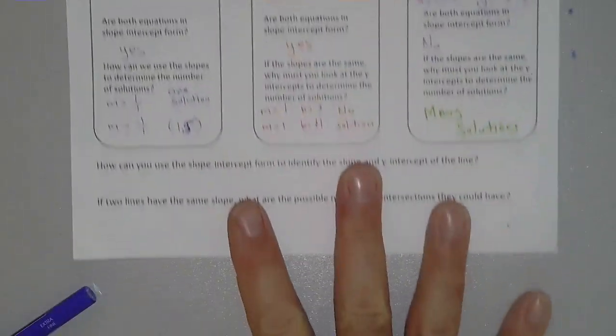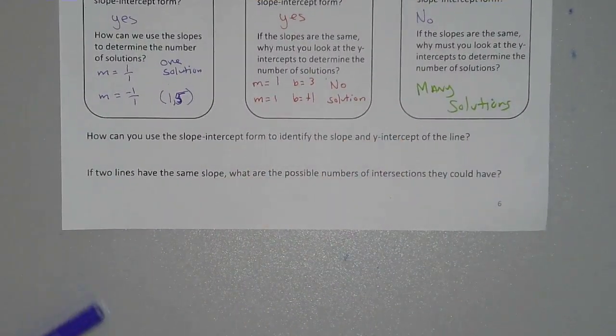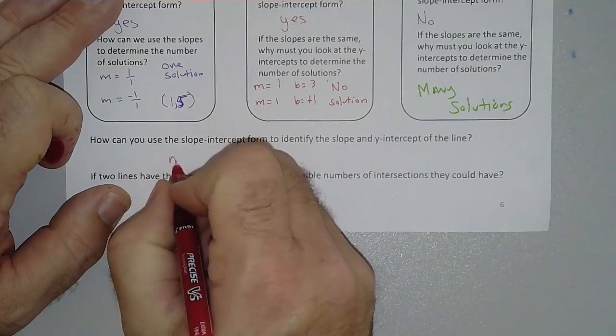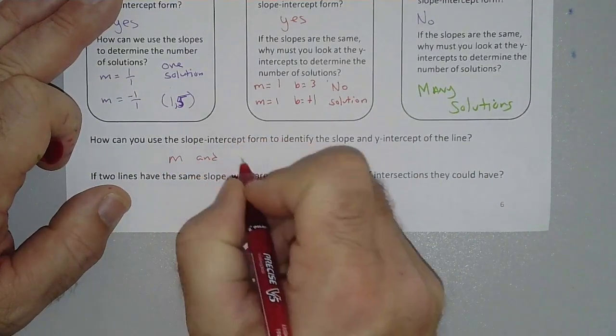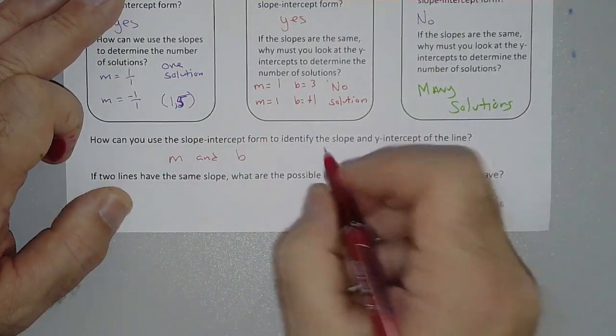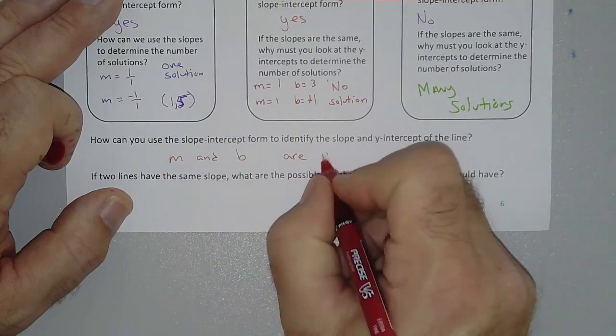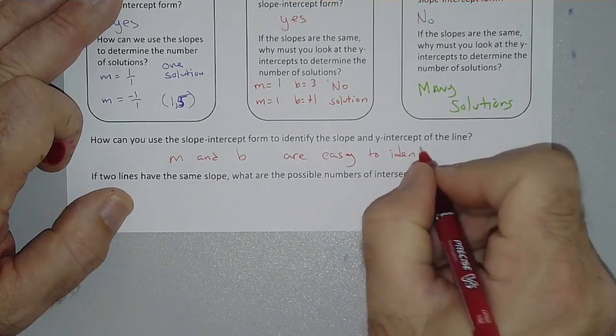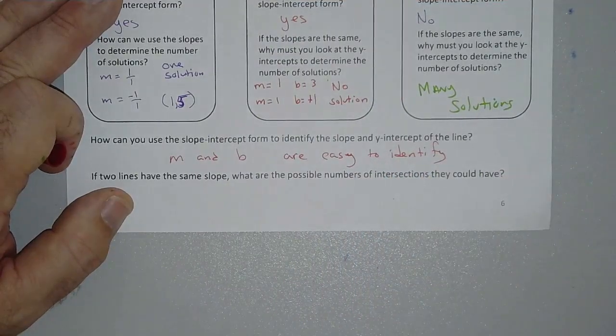Okay, so down at the bottom here, we've got how can you use slope-intercept form to identify the slope and the y-intercept of the line? So we use that because m and b, the slope and the y-intercept, are easy to identify. They're right there for us.